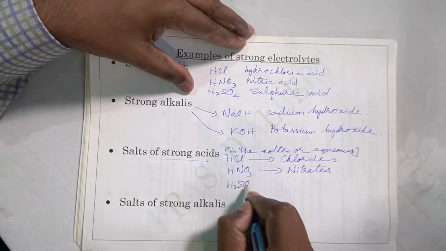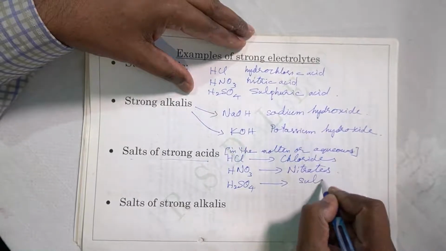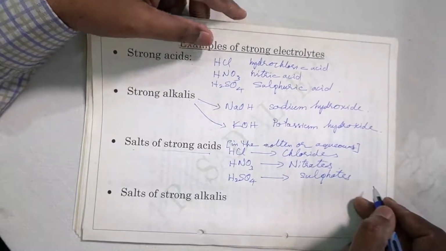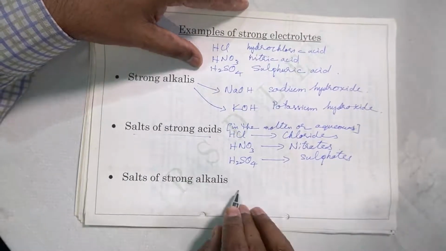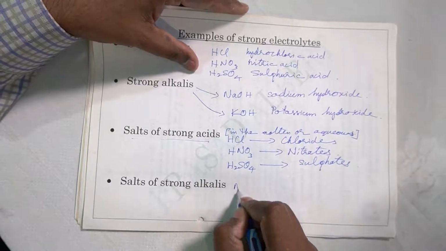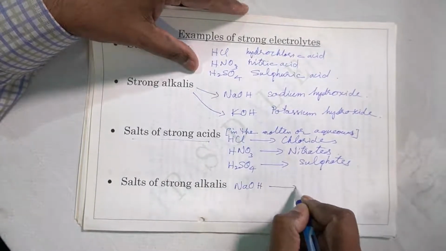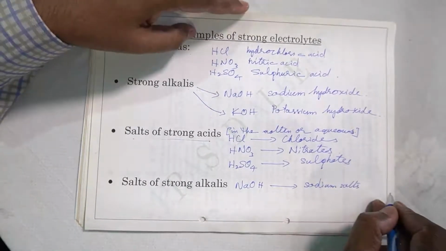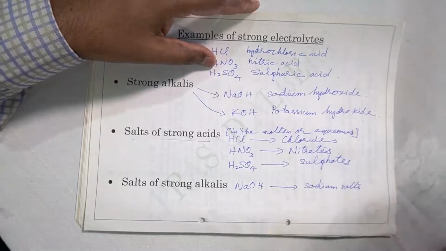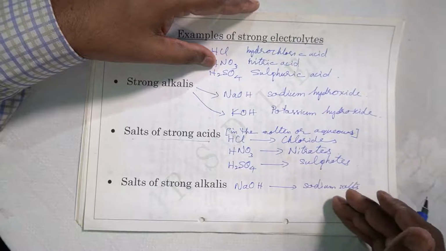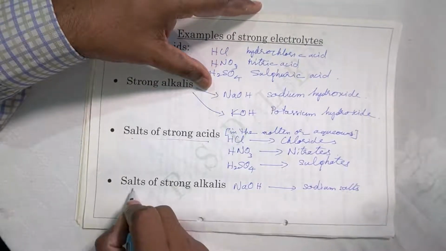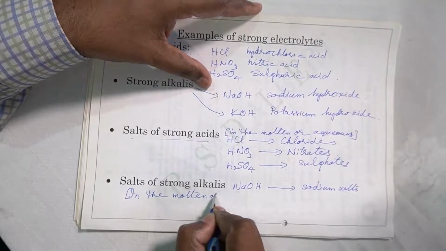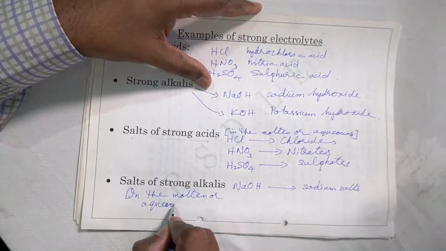Now H2SO4, sulfuric acid, gives salts called sulfates. So these, in the molten state, will also split into ions, therefore they are strong electrolytes. Then salts of strong alkalis. The salts of NaOH are called sodium salts. All the sodium salts, for example sodium chloride, sodium nitrate, sodium sulfate, sodium carbonate, and even other salts of sodium, are strong electrolytes in the molten or aqueous state. I always mention this: in the molten or aqueous state.